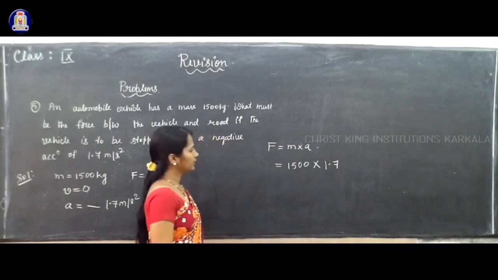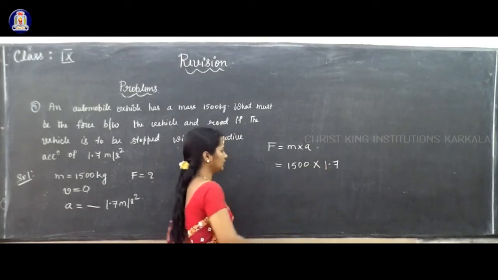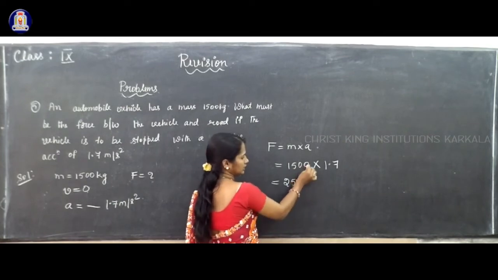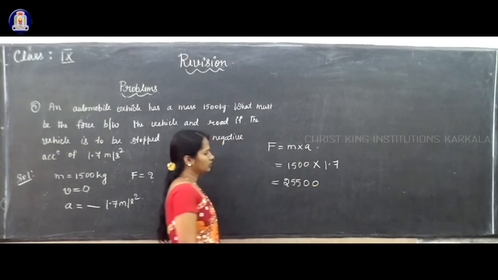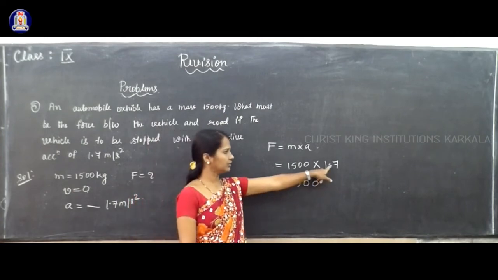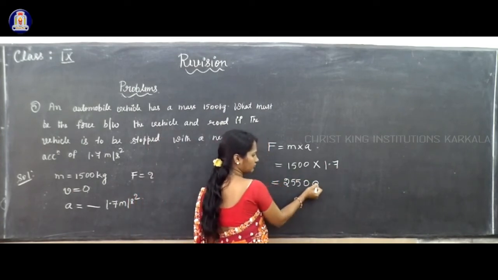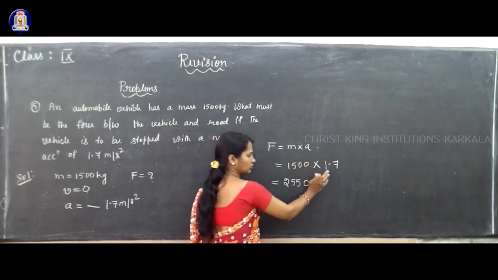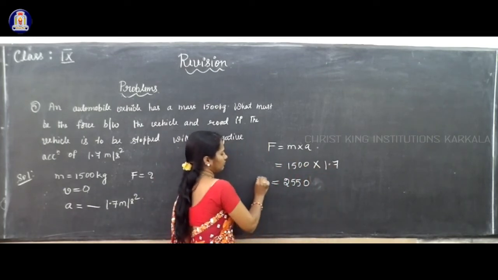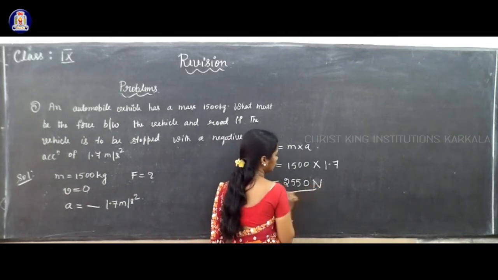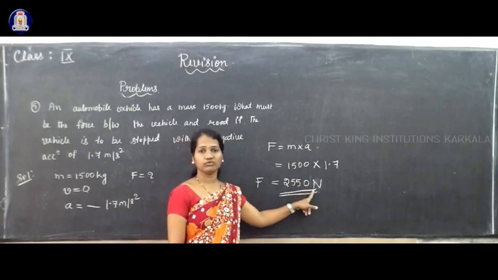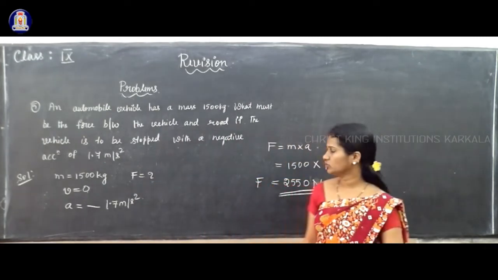1.7. So when you multiply 15 into 17, you will get 255. So these two zeros, 25,500. Put the decimal point after one place. You will get 2550.0. That point 0 has no value. 2550, SI unit is Newton. So value of F, 2550 Newton. Force is equal to 2550 Newton.